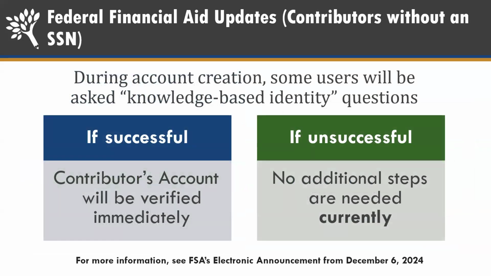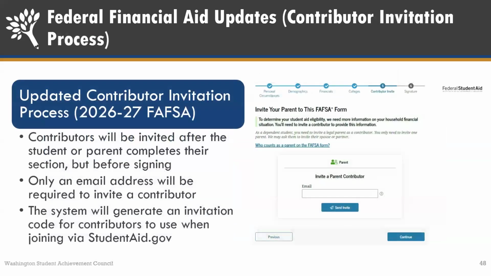So if a student's parent does not have a social security number, for the verification process, they're going to be asked knowledge-based identity questions. If they're able to answer those successfully, they verify the account immediately. If it's unsuccessful, there are no steps needed at this point. They can still go through and contribute to the application. They are working on a process to be able to link the information through an identifier, the ITIN numbers, the individual tax identification numbers. And until they can do that, they're not going to update this process. And we have more information in FSA electronic announcements.